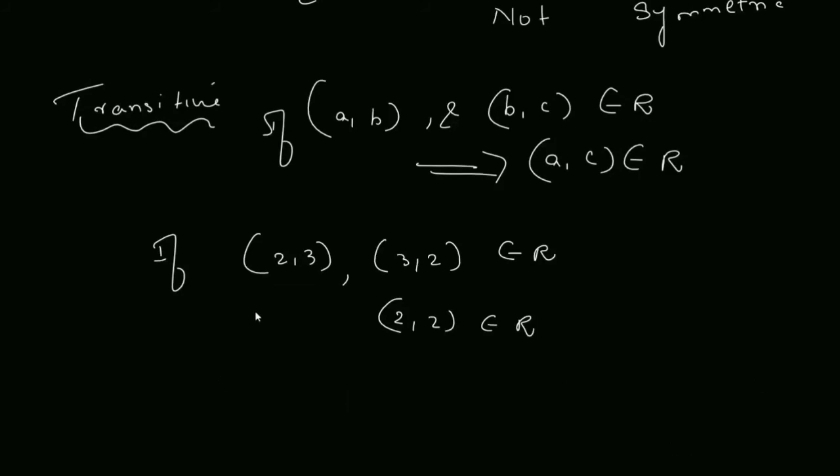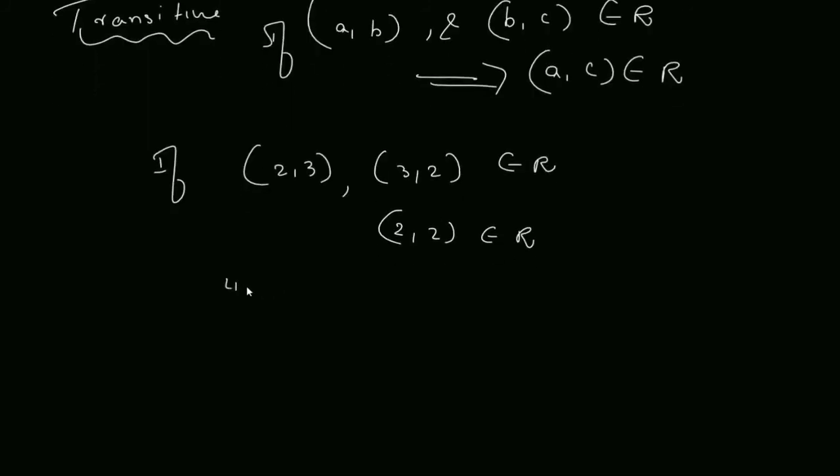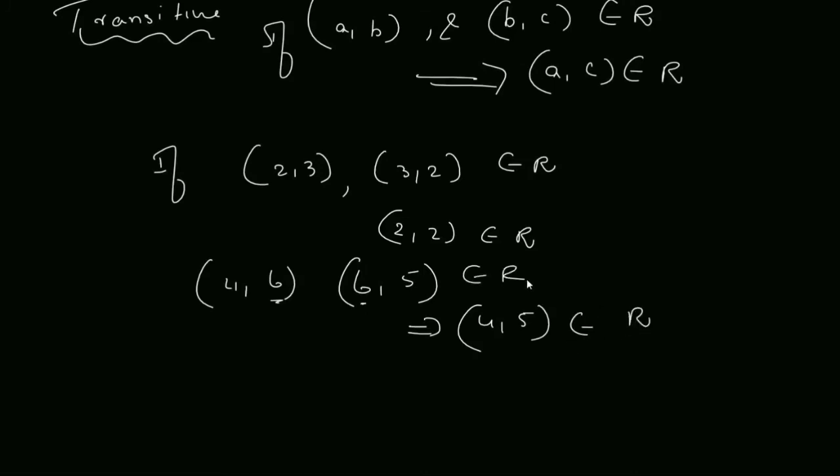That is, if 2 is related to 3 and 3 is related to 2, then (2, 2) should be there. That is, there is a common link between the two pairs. What is that common link? 3, isn't it? For example, take (4, 6) and (6, 5). There is a common link 6. If there is a common link like that, then (4, 5) should be there in R.